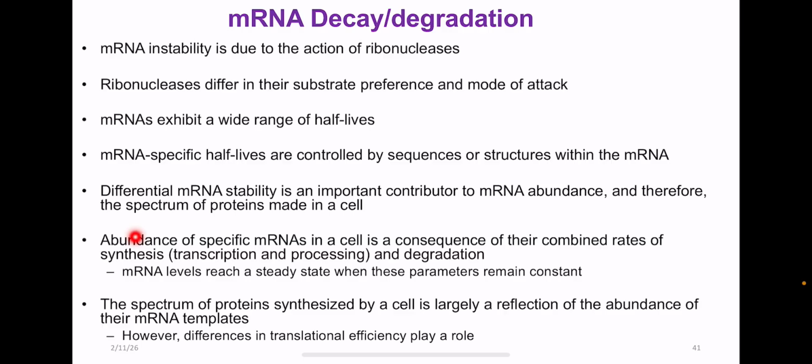So mRNAs actually exhibit a wide range of half-lives. Of course, all mRNAs can't have the same half-life. If it was so, then there would be a particular point in time where there would be no mRNAs in the cell. So different mRNAs have different half-lives, and these mRNA-specific half-lives are controlled by specific sequences or structures within the mRNAs themselves.